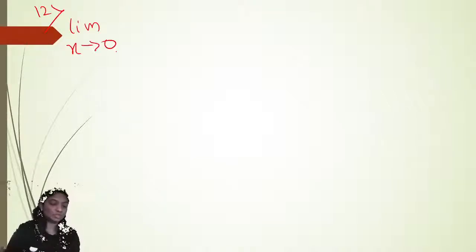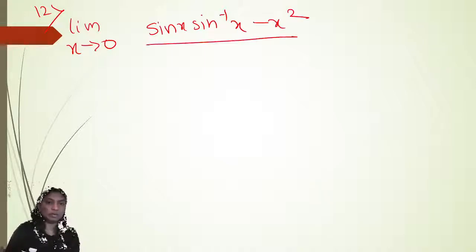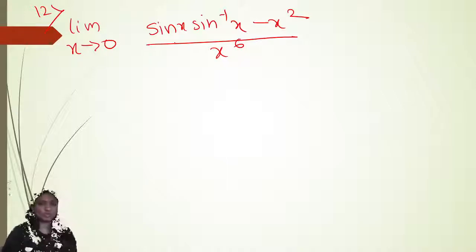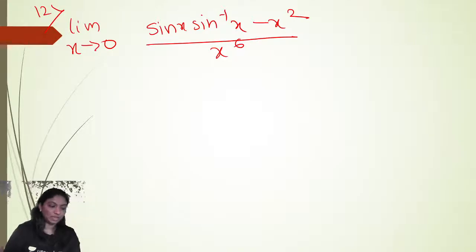Now next we will see example number 12. Limit as x tends to 0 of (sin x into sin inverse of x minus x square) upon x raised to 6. Now we use the expansions of sin x and sin inverse x. Don't cancel out sin x with sin inverse x. Many times people think sin x and sin inverse x will cancel out, but it is not like that. Okay, so L is equal to limit as x tends to 0.